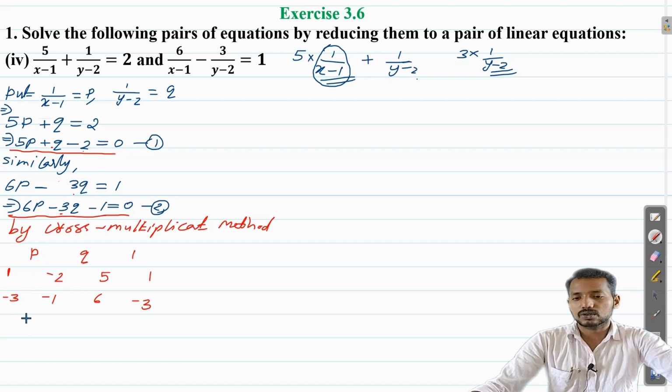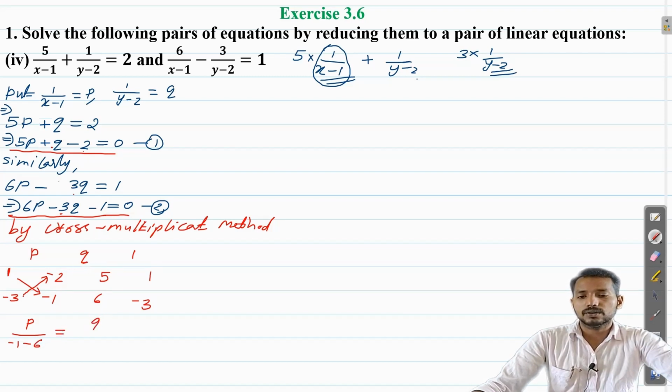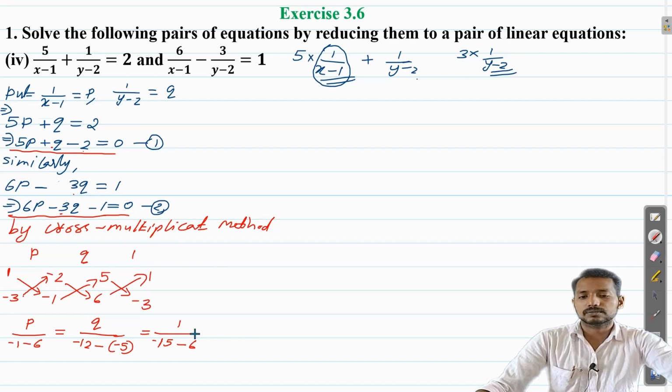So cross multiplied, we will get p divided by 1 into minus 1 is minus 1, minus 3 into minus 2 is plus 6, which is equal to q divided by minus 2 into 6 is minus 12, minus 1 into 5 is minus 5, which is equal to 1 divided by 5 into minus 3 is minus 15, minus 6 into 1 is 6.